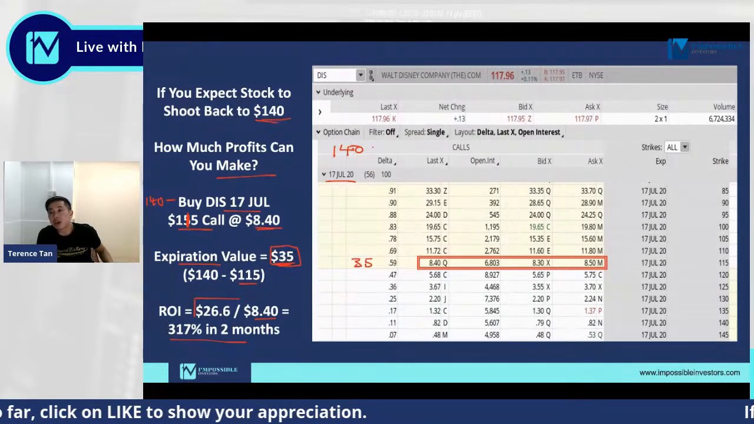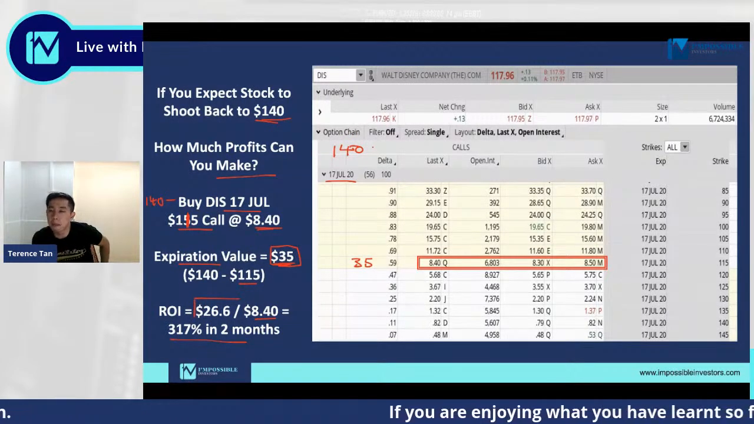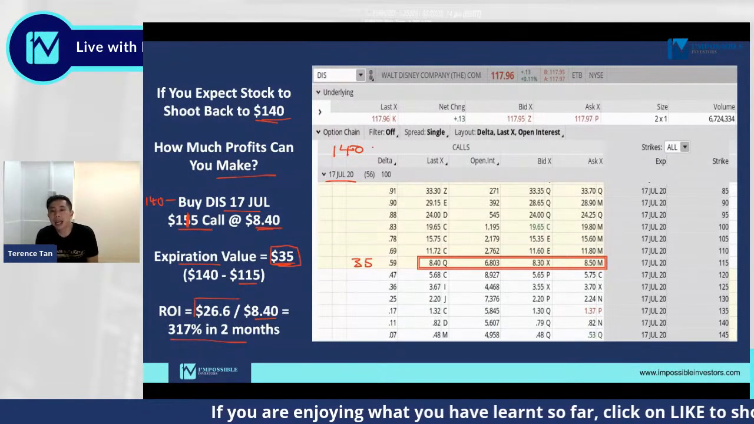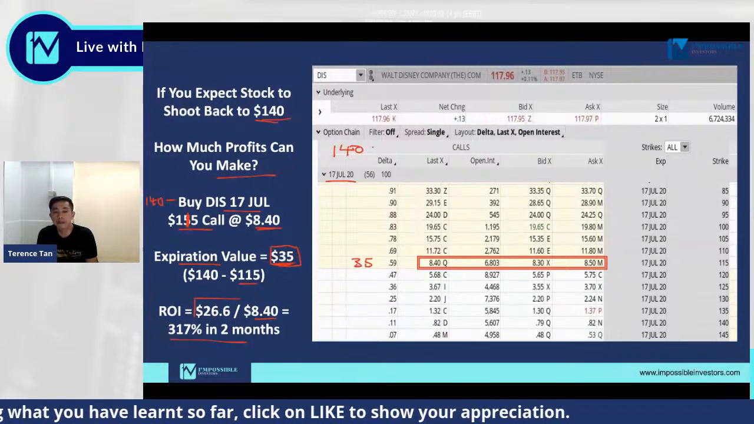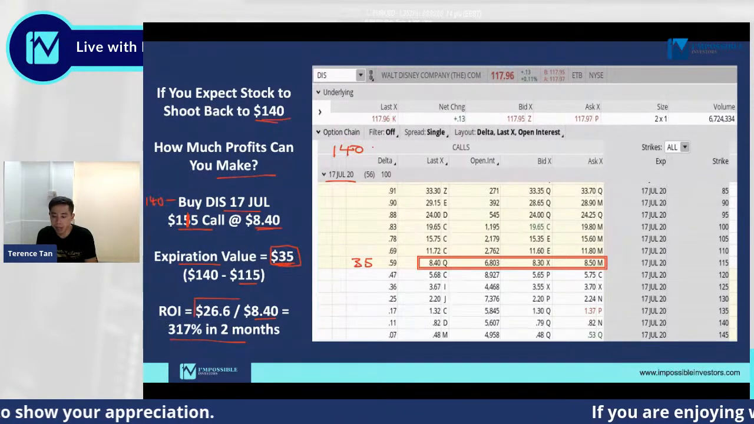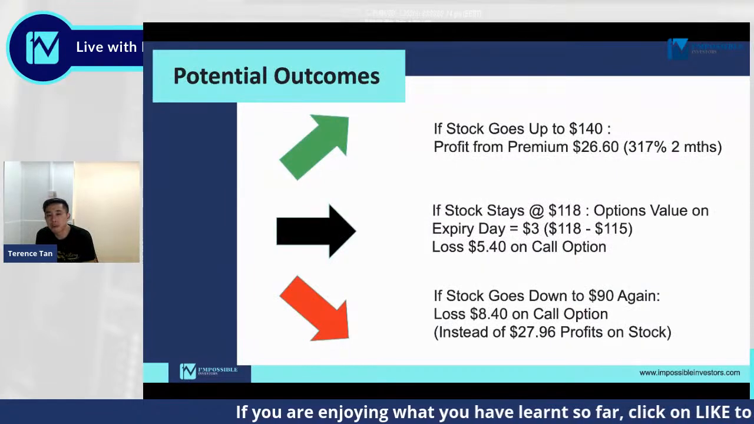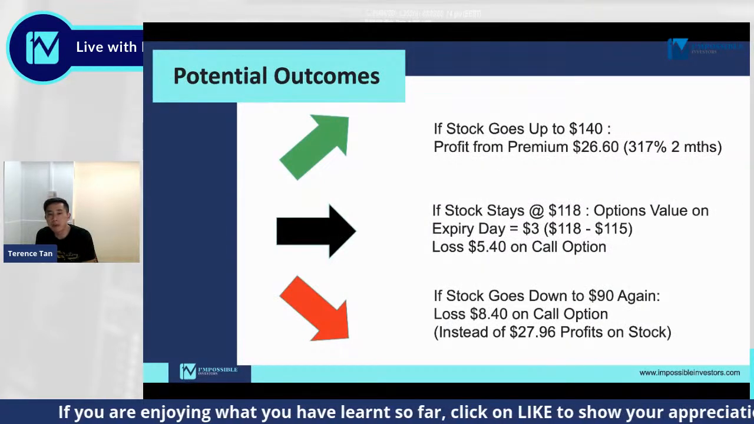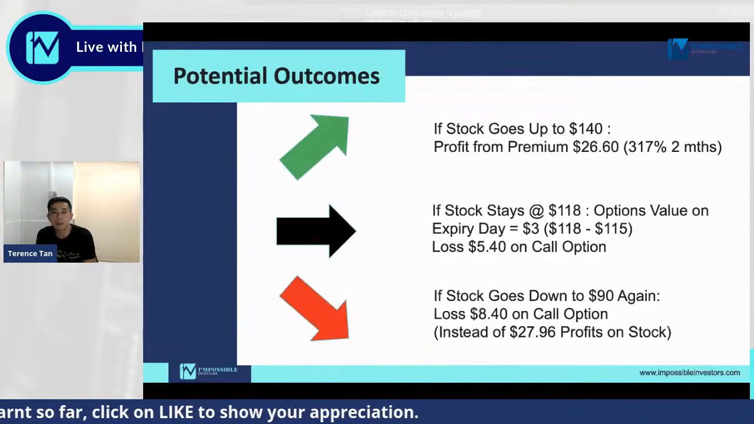Your downside is $840. Which means if somehow, some wonder, it caused Disney to collapse and go bankrupt, all you lose is $840. You don't lose anything about the share at all. Now, if the stock goes up to 140, your profit from the premium is up to $2,660. That's 317% in 2 months.